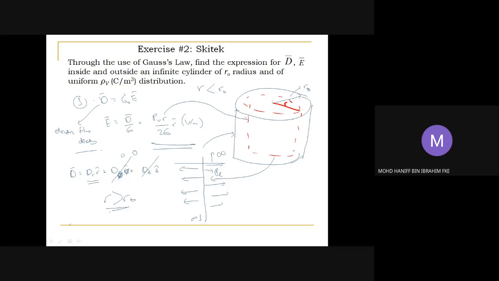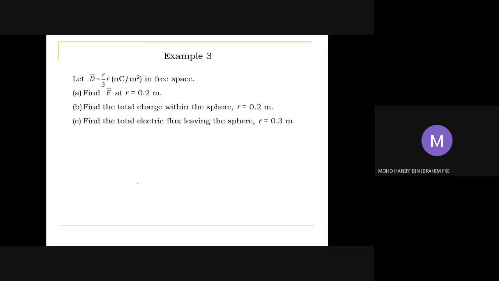Right, so never mind. I think you can do it on your own to find the D and E for this region. You can try to adopt the method that we have seen before for the case of spherical charge distribution. So please try on your own. If you have any problem with that, you can always consult me for any questions related to this issue. Thank you very much. Okay, let us proceed now with example number 3.